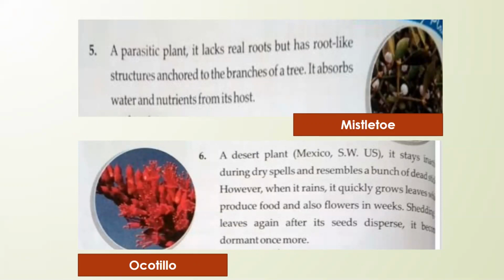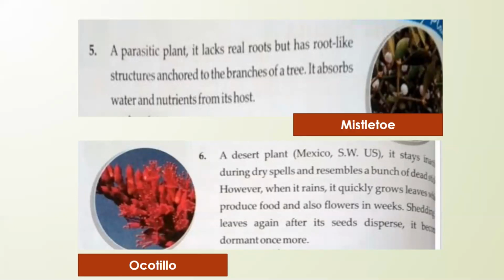Next is a parasitic plant. It lacks real roots but has root-like structures anchored to the branches of a tree. It absorbs water and nutrients from its host. The answer is mistletoe.